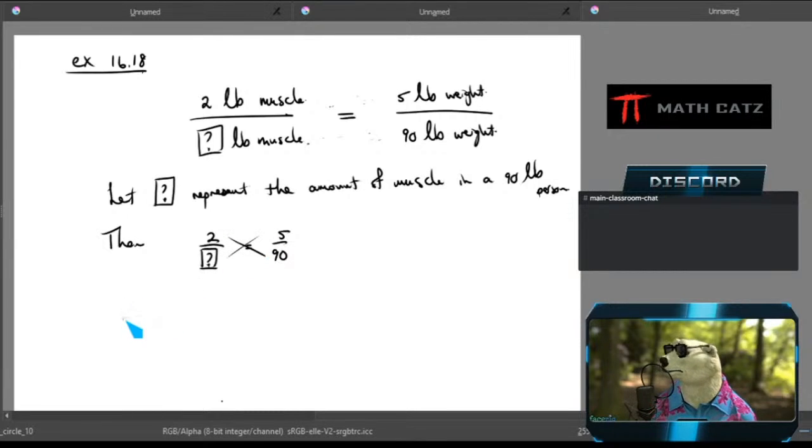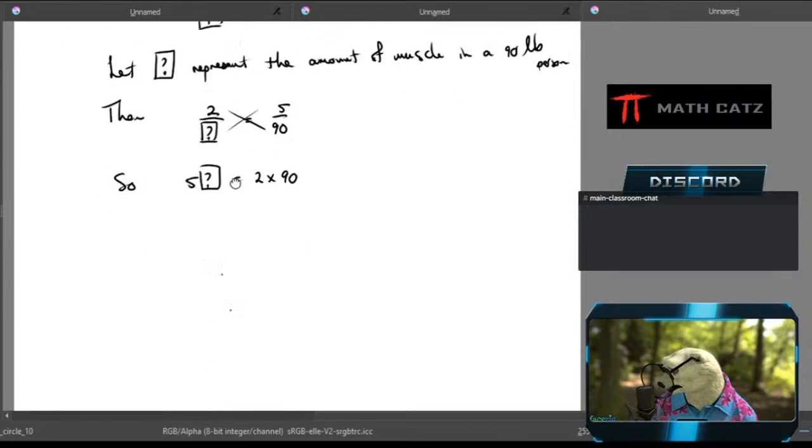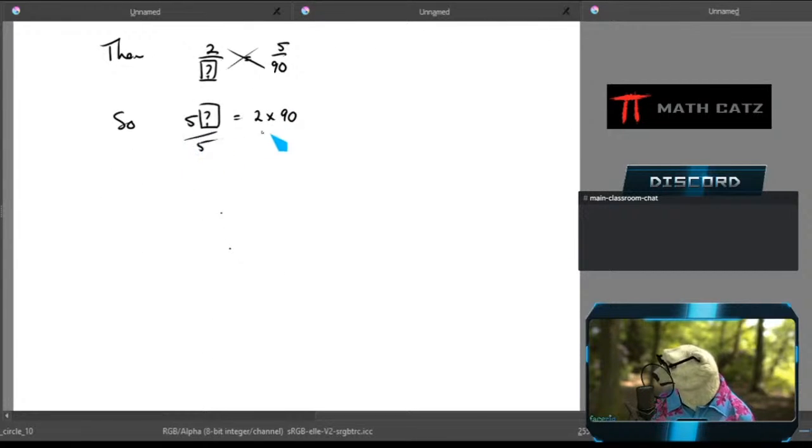Cross multiply because it's a ratio equation. So 5 times question mark. I always put the pair with the variable on the left because it's going to be nice and presentable. Next. Then I divide both sides by 5 and I see my answer right away. It's right there. Let's do it. You can do it in your head if you want to, but why bother?